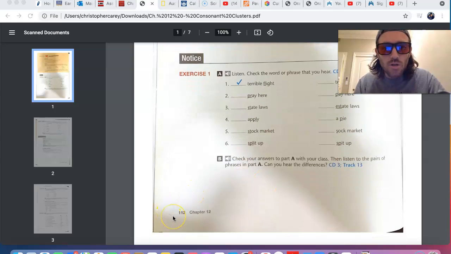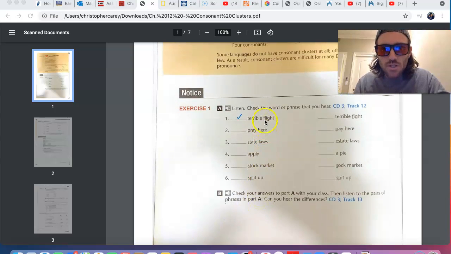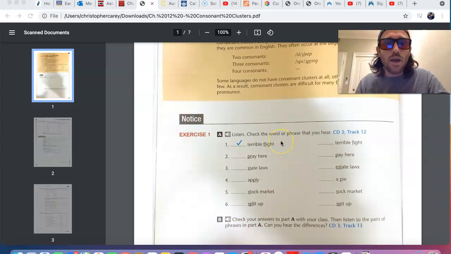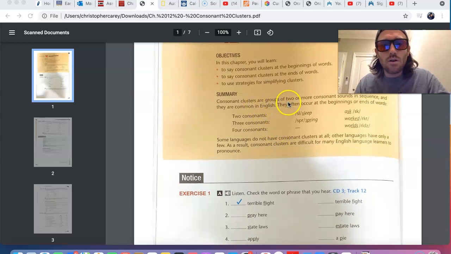Exercise 1 on page 112. You can see the difference between the first column and the second column. What's the difference between these words here? Take a look at the underlined portions here. You can see that the majority of the words in this column have consonant clusters, right? Again, a consonant cluster is a group of 2 or more consonant sounds.